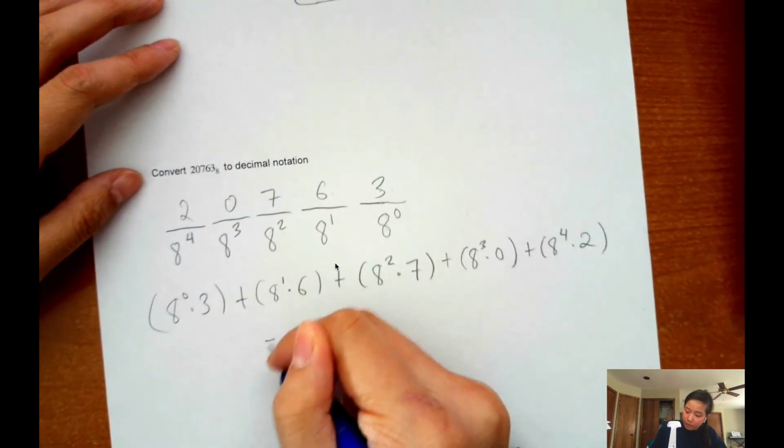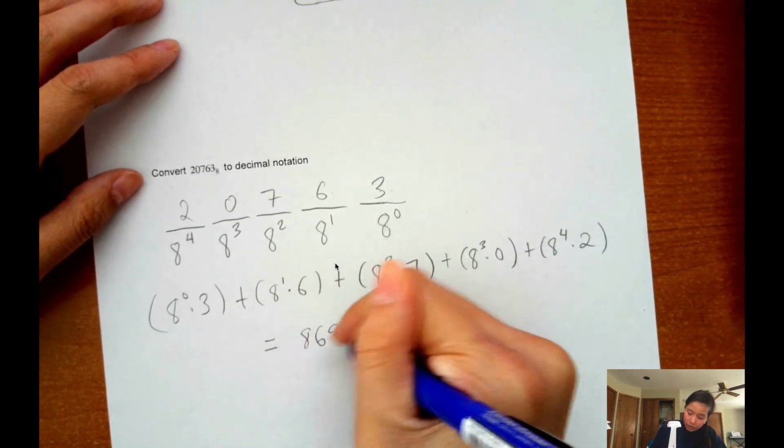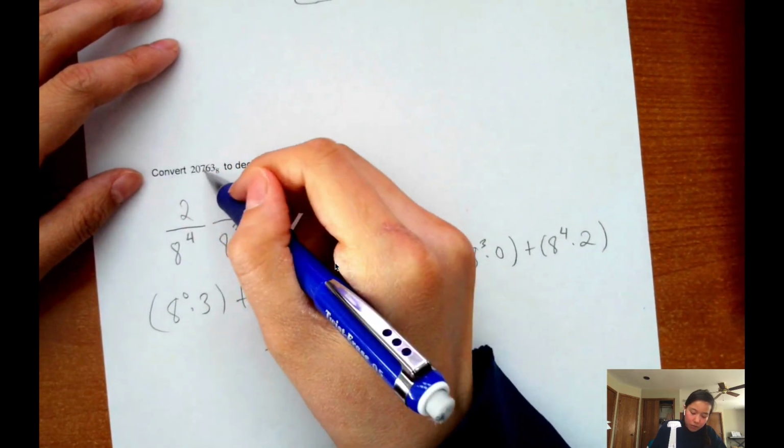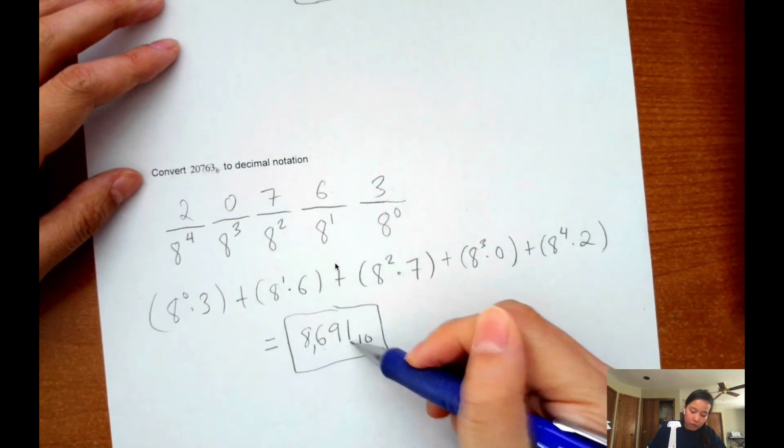And if I put that in my calculator, I would get 8,691 in base 10. So 20763 in base 8 is equal to 8691 in base 10.